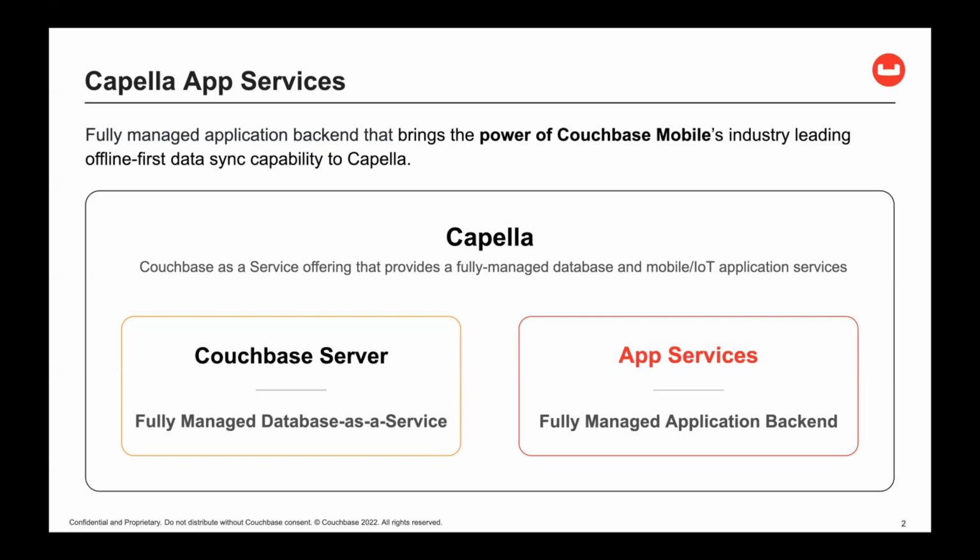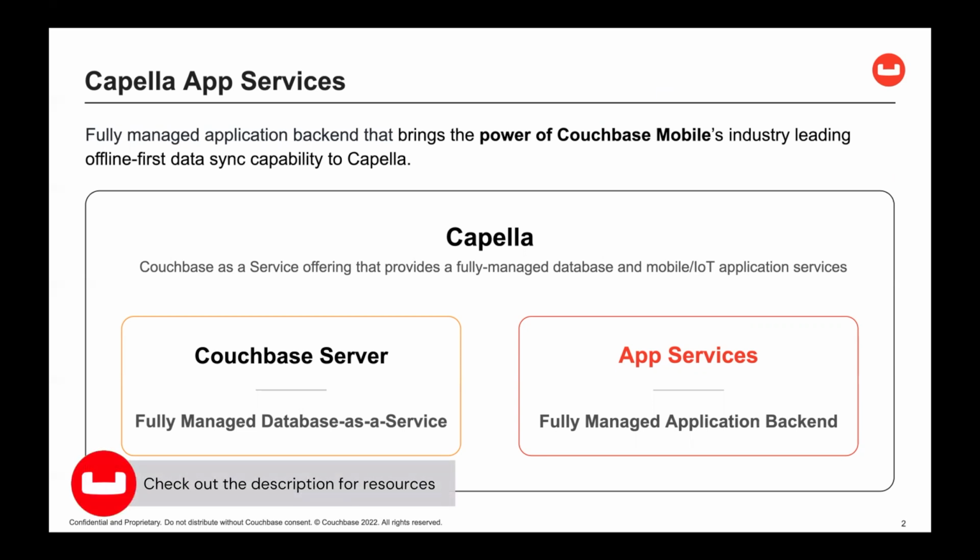So Capella is Couchbase's as-a-service cloud offering. It includes Couchbase Server, which is a fully managed database-as-a-service solution. And now we have App Services, which is our fully managed application backend. In this walkthrough, we are going to be focusing on Capella App Services. If you're not familiar with Capella or the Couchbase Server offering on Capella, please check out the resources listed below.